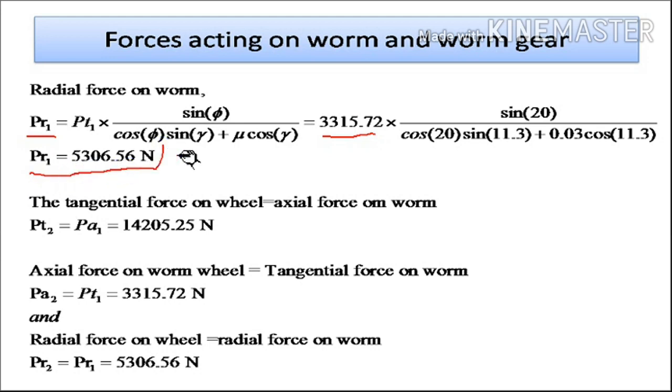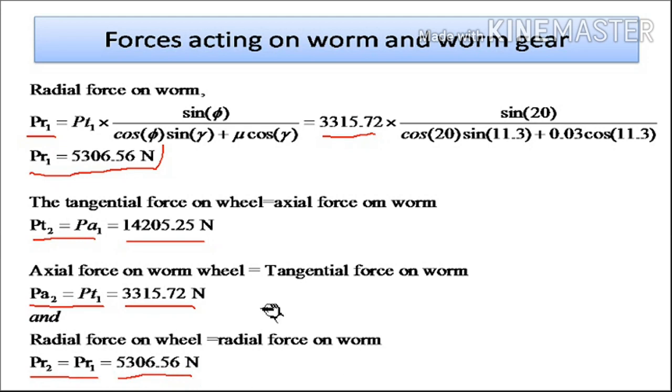Once I have got these forces on the worm, I can get the forces on the worm wheel. The tangential force on the worm wheel is equal to the axial force on the worm. Therefore, PT2 is equal to PA1, that is equal to 14205.25 Newton, and the axial force on the worm wheel is equal to the tangential force on the worm. Therefore, PA2 will be equal to PT1, that is 3315.72 Newton, and the radial force on the worm wheel is equal to the radial force on the worm. So PR2 is equal to PR1, and that is equal to 5306.56 Newton.